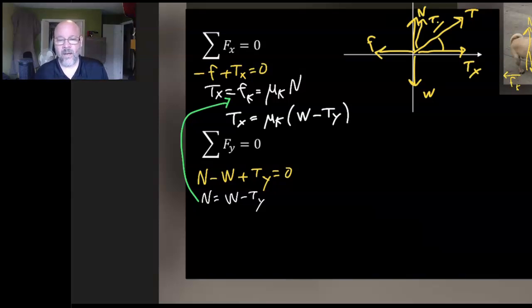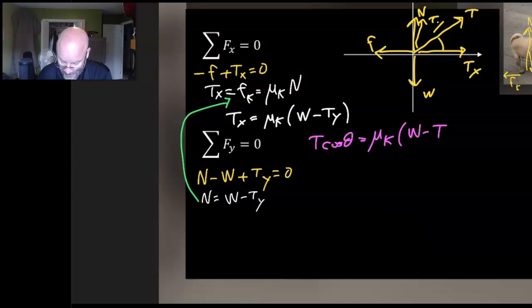But what I want to do now is use what I know about Tx and about Ty, which is to say that Tx is T cosine theta. And we know theta is 20 degrees. And that's mu k onto W minus T sine theta. Okay. Aha! Now check this out. So now I don't know T. That's the only thing we don't know. We know everything else. Okay, just like that.